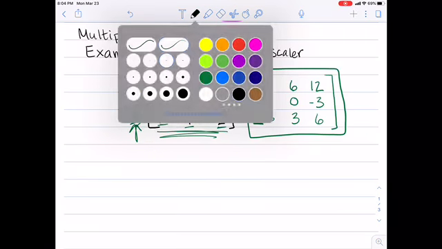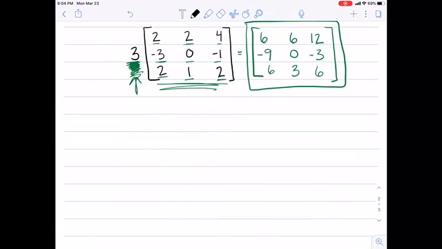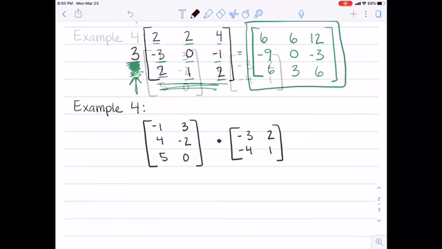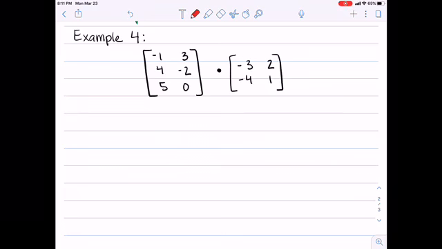Now, for our last example, we're going to go ahead and multiply two matrices together. So let's say that I give you these two matrices here. Perhaps my first matrix looks like this. I have negative 1, 3, 4, negative 2, 5, and 0. And I'm going to multiply it by my second matrix, which looks like this. Negative 3, 2, negative 4, and 1. For example 4, I'm going to multiply these two matrices together.